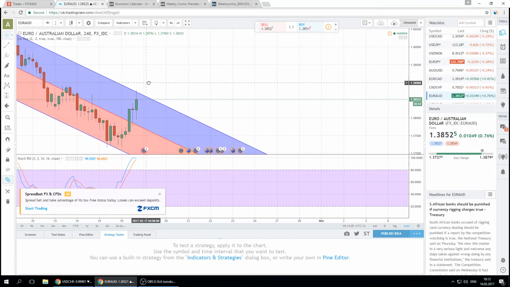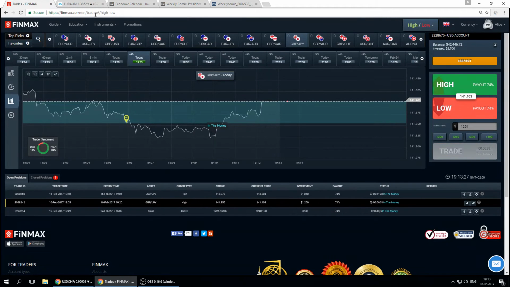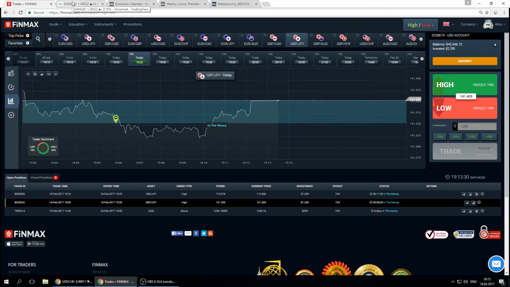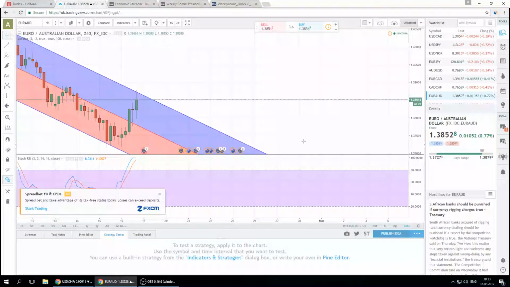What do we have here? So Euro Australian dollar. The prices were really volatile today. So you see this candle. It has a really thin body. That shows us that there was huge volatility on the market.